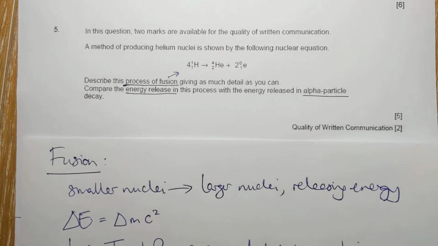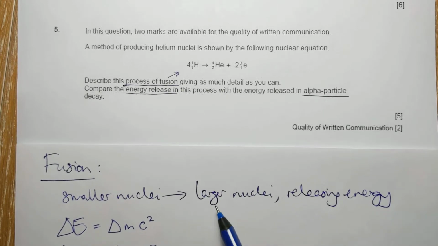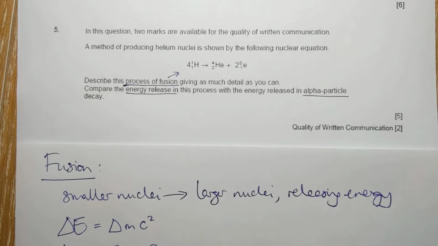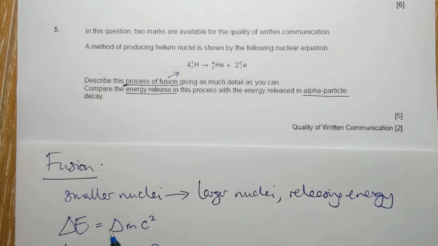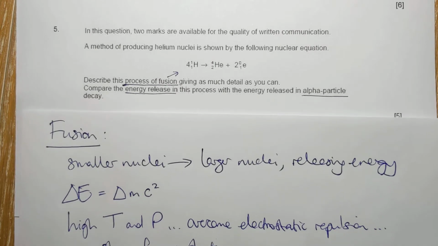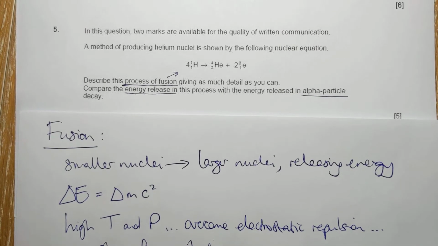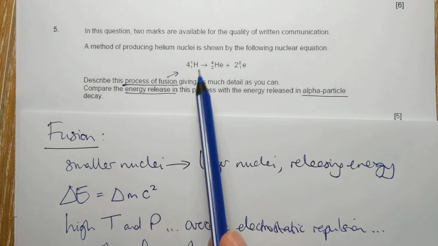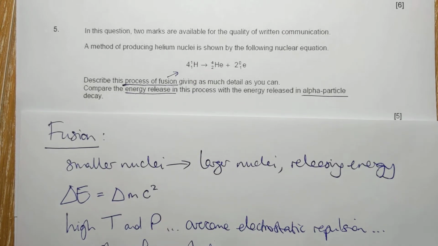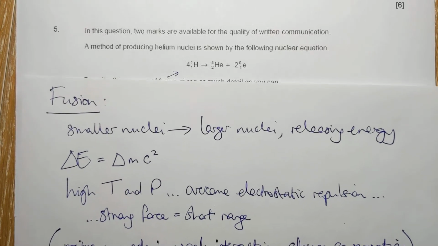So we can say that we've got smaller nuclei being stuck together into larger nuclei, which releases energy. That energy is equal to the mass defect times c squared. For fusion to happen, we need high temperatures and energies to overcome the electrostatic repulsion once again, and that's to get these positively charged hydrogen nuclei close enough together that the very short range strong force can take effect. And that's good.